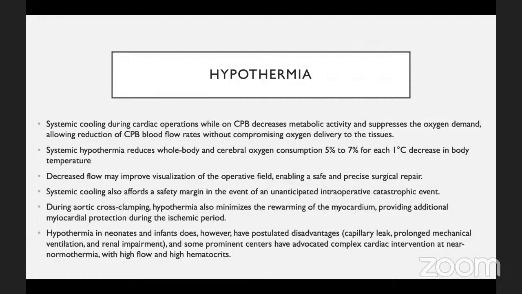So during the aortic cross-clamping, hypothermia also minimizes the rewarming of the myocardium, providing additional myocardial protection during the ischemic period. Hypothermia in neonates and infants does, however, have postulated disadvantages like capillary leak, prolonged mechanical ventilation post-op, and renal impairment. So some prominent centers have advocated complex cardiac intervention at near normothermia with high flow and high hematocrit.